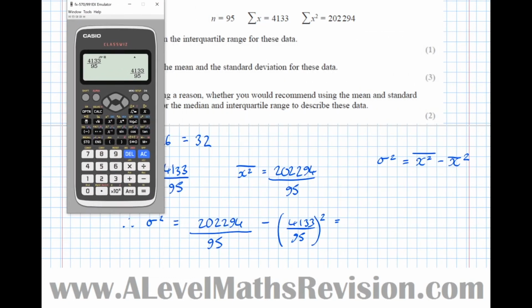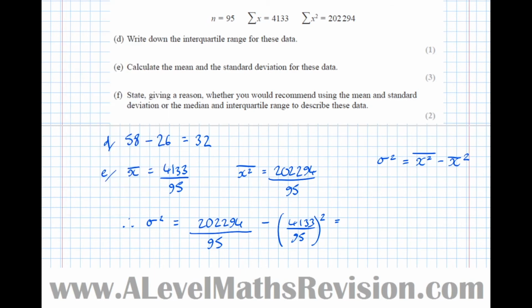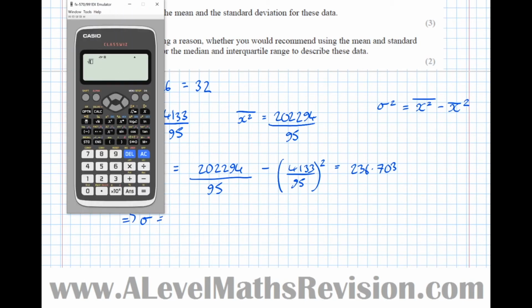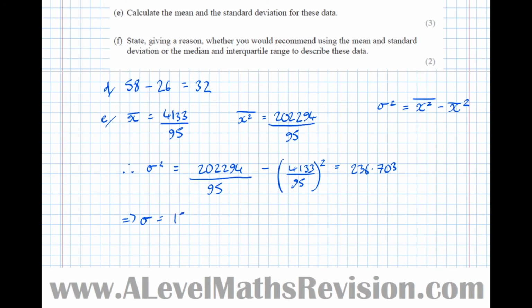so that's stored in the answer button, so we'll do the other one. So 202,294 over 95, take away our mean squared, which is 236.703. And the standard deviation is the square root of that, so that implies that sigma equals the square root of that, which is 15.39.